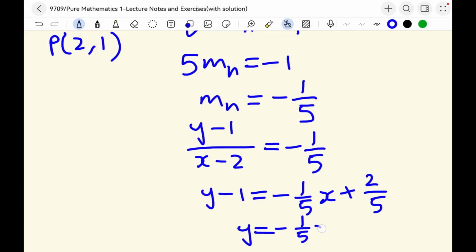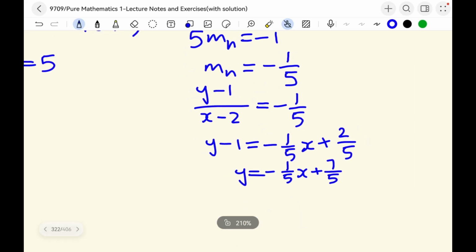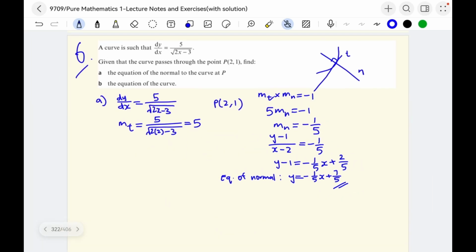Eventually, you will get y equals -1/5 x plus 7/5 as your final answer for the equation of the normal. So this is your equation of normal. Basic math students must say that this question is very simple already. If not, you are not able to answer these typical basic questions. So let's move on to part B.